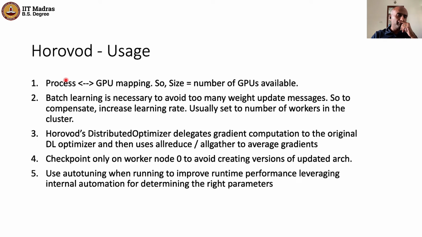Now, batch learning is necessary. This is true for all distributed deep learning frameworks with data parallelism in them, because the moment you don't do batch learning, you do what's called online learning, and then you're just having too much chatter on the network. Online learning is basically saying every single data sample that I read, I adjust the weight.